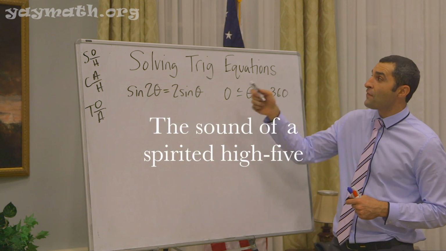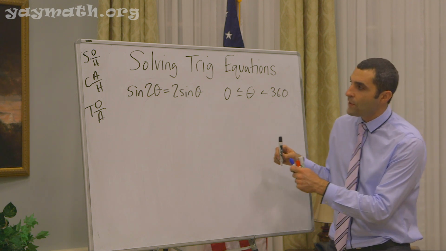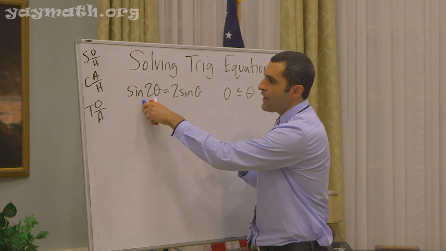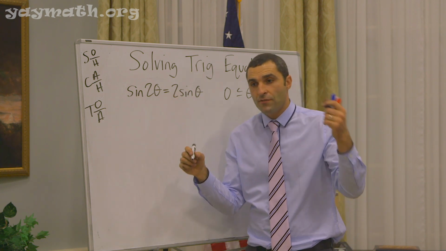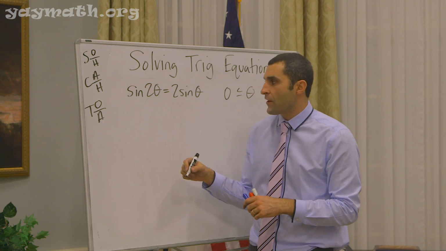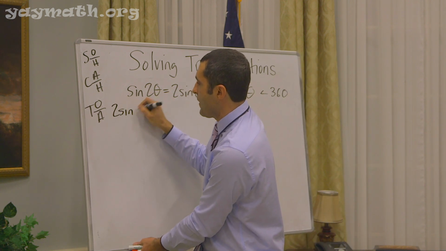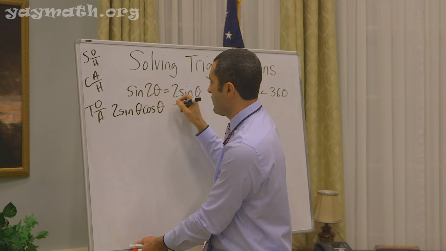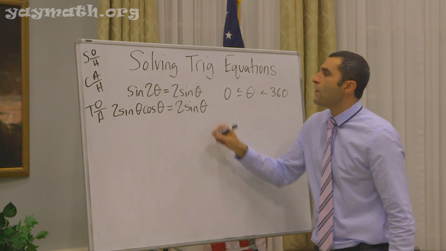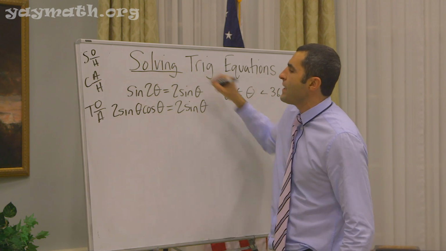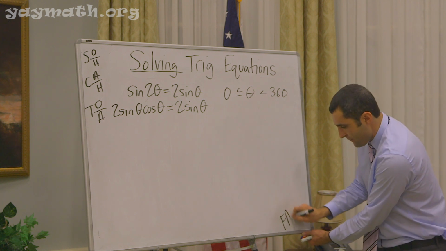Let's solve some trig equations. Okay, in order to solve, first of all, I spy an identity here. This is the double angle formula. You can look in your formula sheets or in the back of the book. We can turn this into 2 sine theta cosine theta equals 2 sine theta. In order to solve trig equations, a big, massive strategy is to factor.